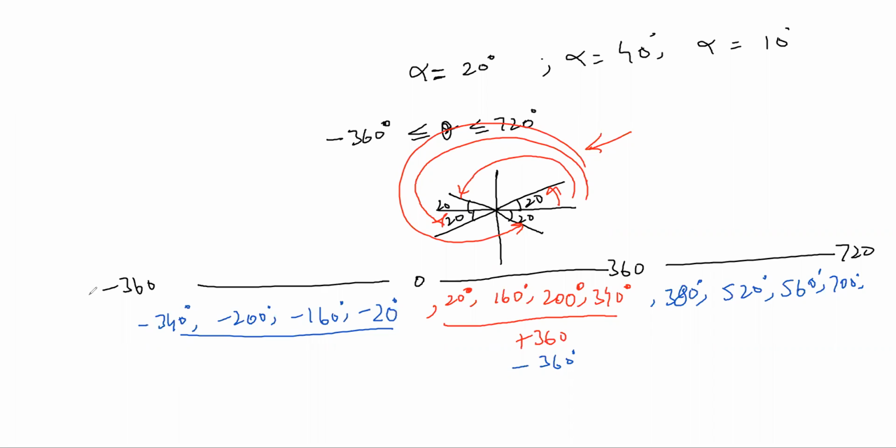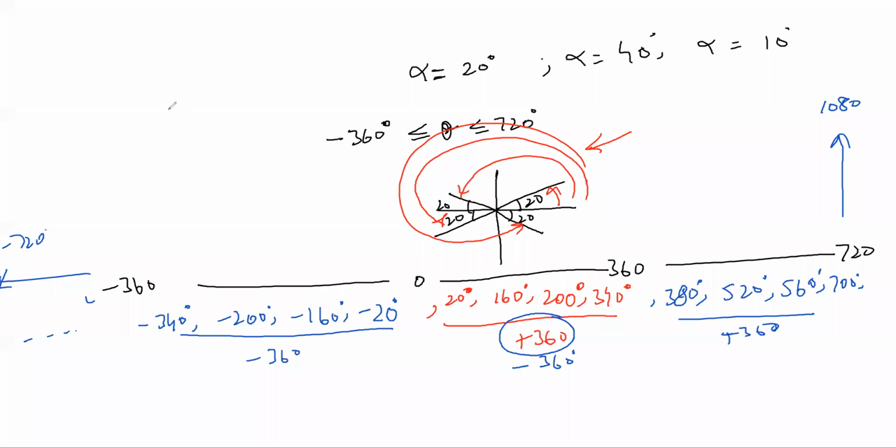For example, if you want to go further backwards from minus 720, you subtract 360 from all these values and you will have these values here. Suppose you want to go from 720 to 1080, you add another 360 to all these values and you will be able to write those angles. Do you understand this?